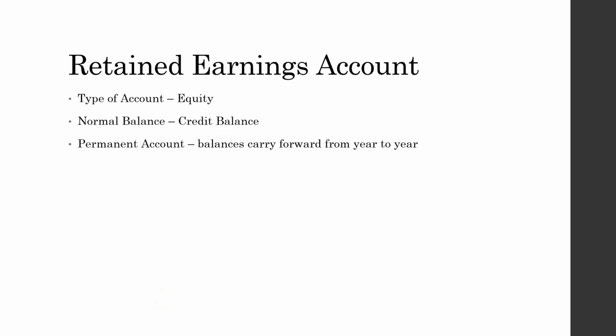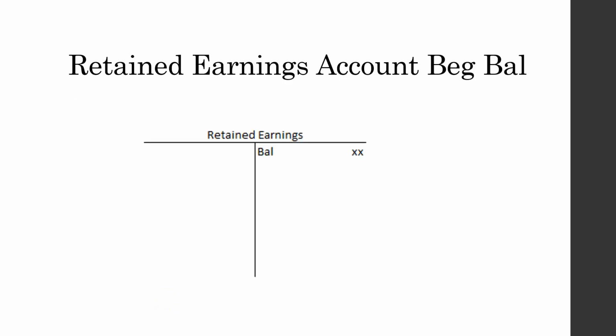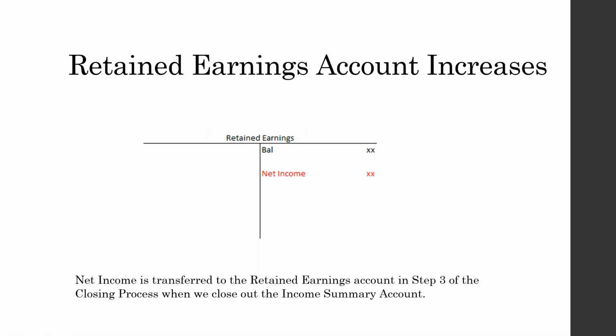Let's look at the anatomy of the retained earnings account. As we said, the retained earnings account has a normal credit balance, so you would see it on the credit side. That's the beginning balance. Increases to the retained earnings account occur on the credit side. What causes retained earnings to increase? It's net income. So whenever the company makes net income, it increases the retained earnings.